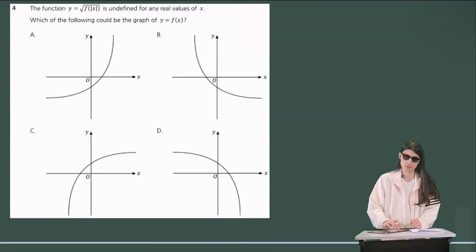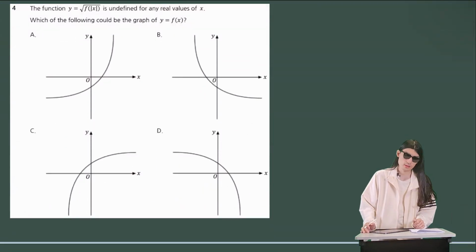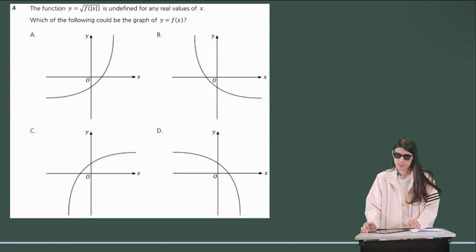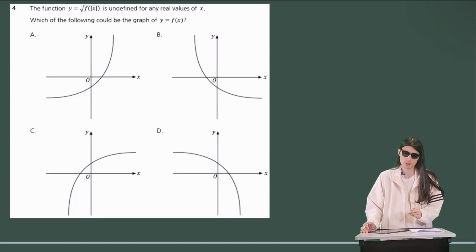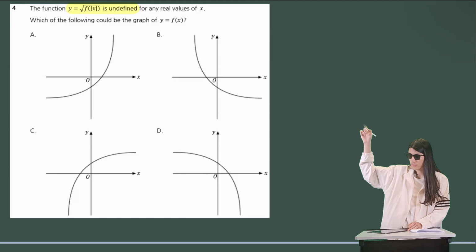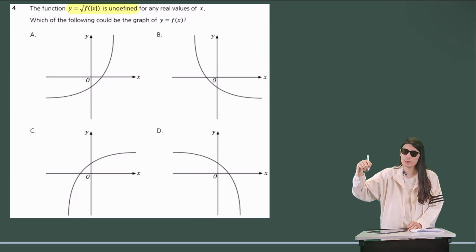Question number 4. The function square root of f of absolute value of x is undefined for any real values of x. Which of the following could be the graph of f of x? In order for you to solve this question, you need a bit of understanding of the conditions for which that function will be undefined. The conditions for which the square root of f of absolute value of x will be undefined.